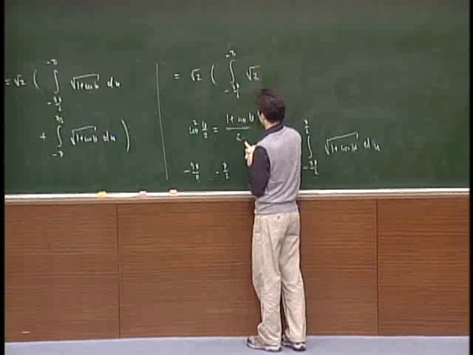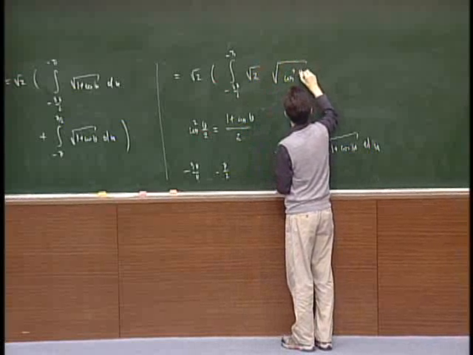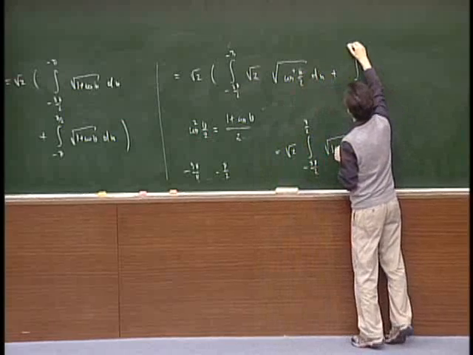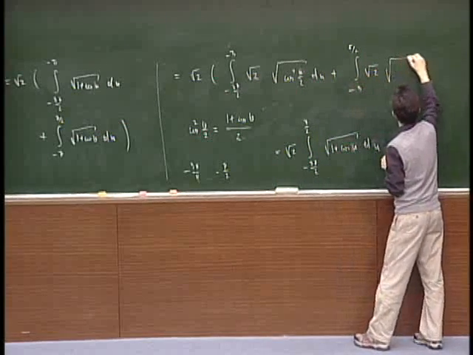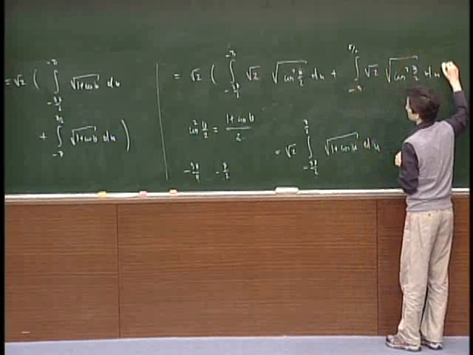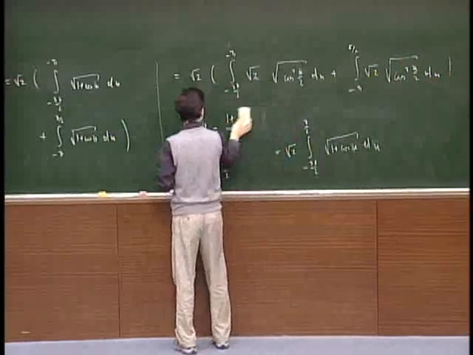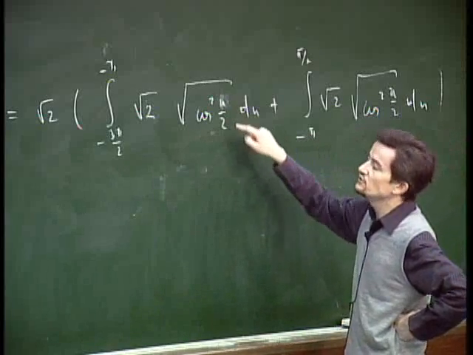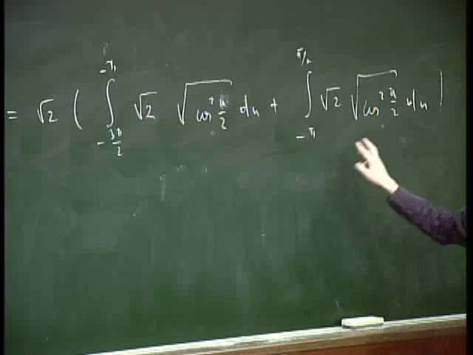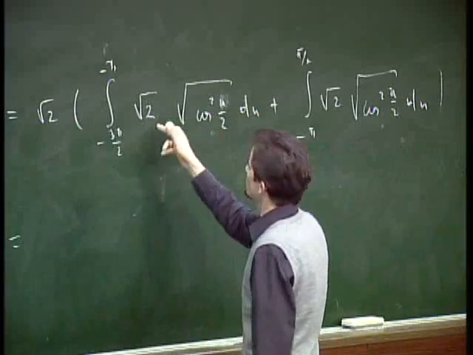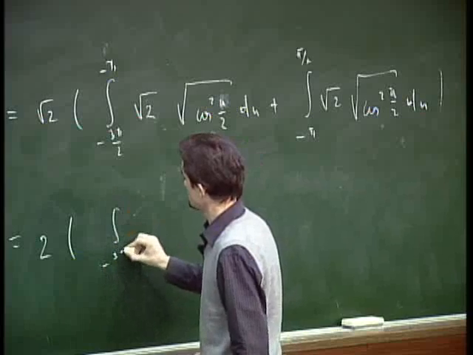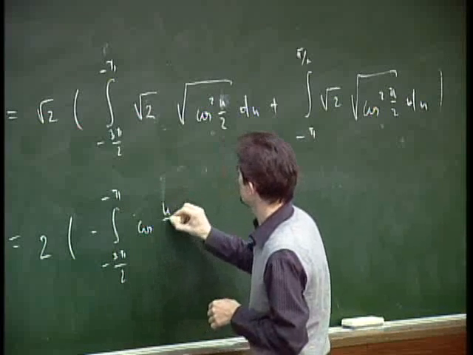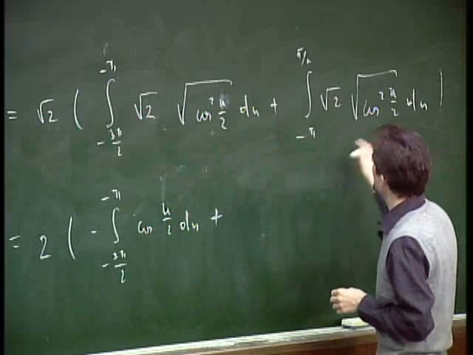So you have here square root of 2 times the square root of cosine square of u half du, plus the integral from minus pi to pi half, and then again the square root of 2 times the square root of cosine square of u half du. This looks a little bit stupid because I have a square root of a square, but I want to write it like this just to make it clear that here what you get is minus cosine of u half, and here what you get is cosine of u half, because of the range. So you take out the square root of 2, and then you have the integral with minus cosine of u half du plus, and here you have plus.